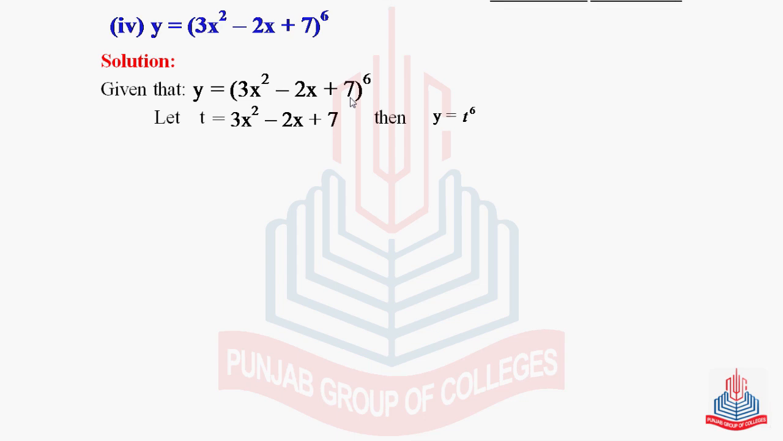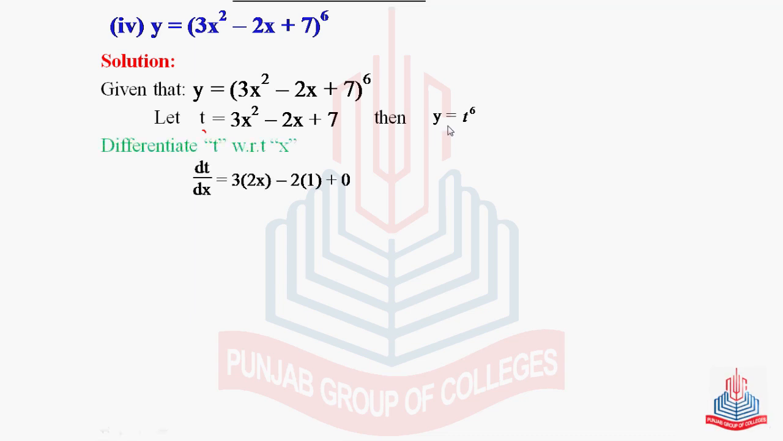Again using the same process, we find dy/dx from this expression, but we split it into the functions. First, t = 3x² − 2x + 7, so from here we calculate dt/dx, and then y is a function of t, so from here we will calculate dy/dt. So first we differentiate t with respect to x.